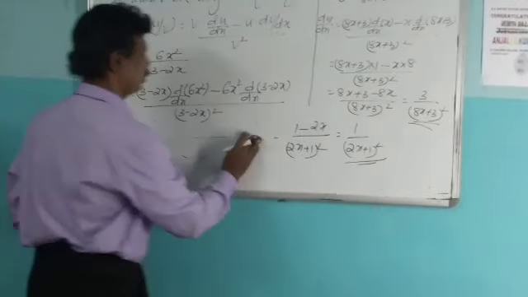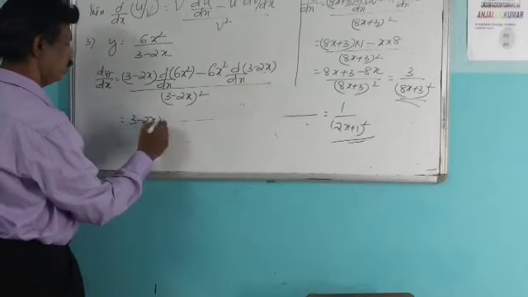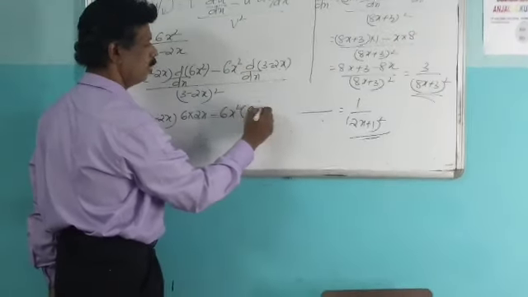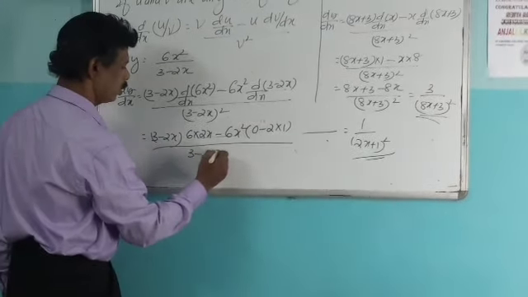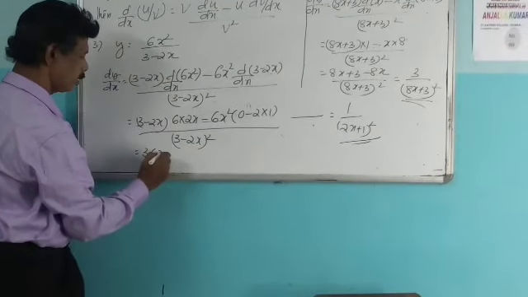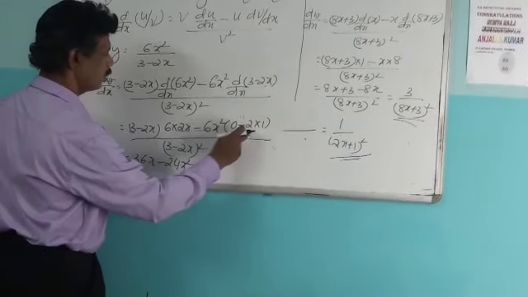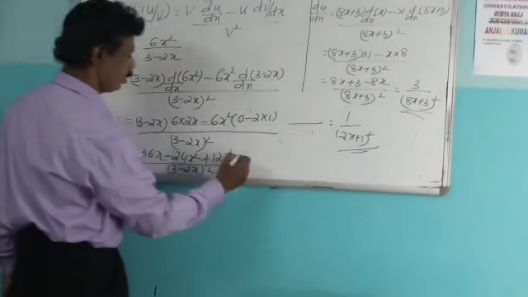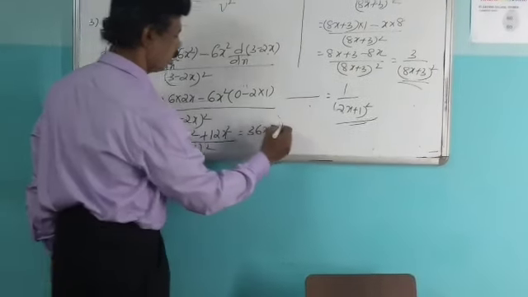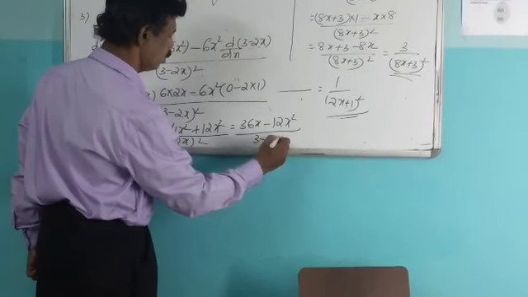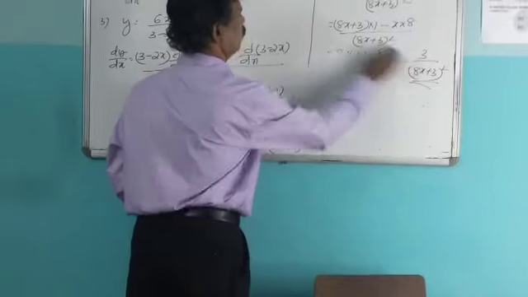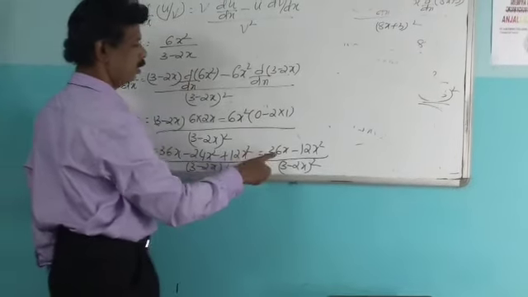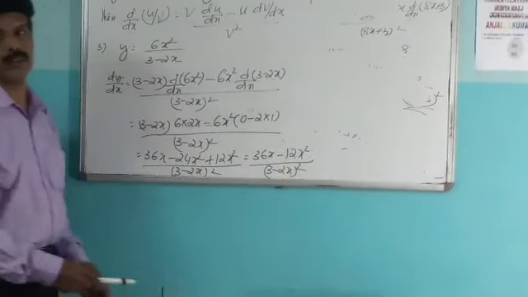That is dy by dx equal to (3 minus 2x) into derivative of 6x square, 6 into 2x, minus 6x square into derivative of (3 minus 2x), which is 0 minus 2 into 1, divided by (3 minus 2x) whole square. Open this bracket: 12x into 3 is 36x, 12x into 2x is 24x square, and 6x square into minus 2 gives plus 12x square, divided by (3 minus 2x) whole square. Simplify the terms: 36x minus 24x square plus 12x square, which is 36x minus 12x square, divided by (3 minus 2x) the whole square. That is the answer. Third portion over.